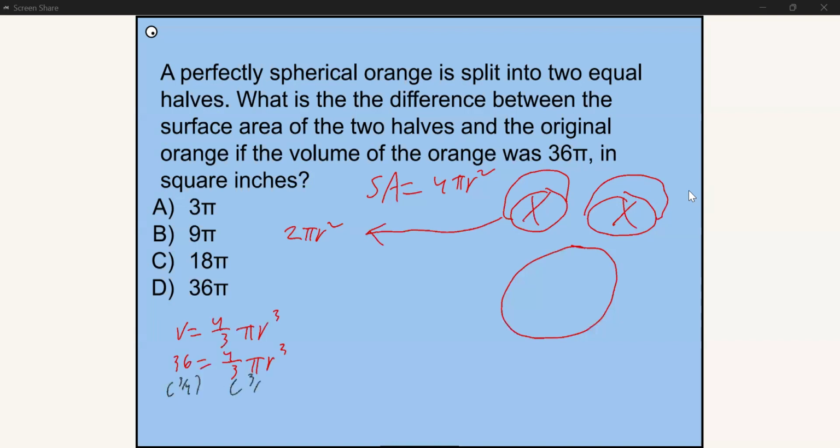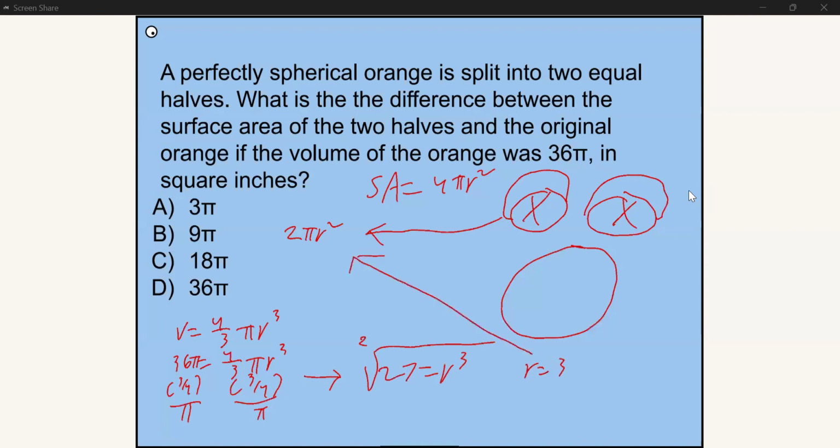Multiply by 3/4. Oh, 36 pi, sorry. And then divide by pi, which leads you to 27 equals r cubed. And like the last question, right? Cube root of 27 is r equals 3. And then we plug that in.